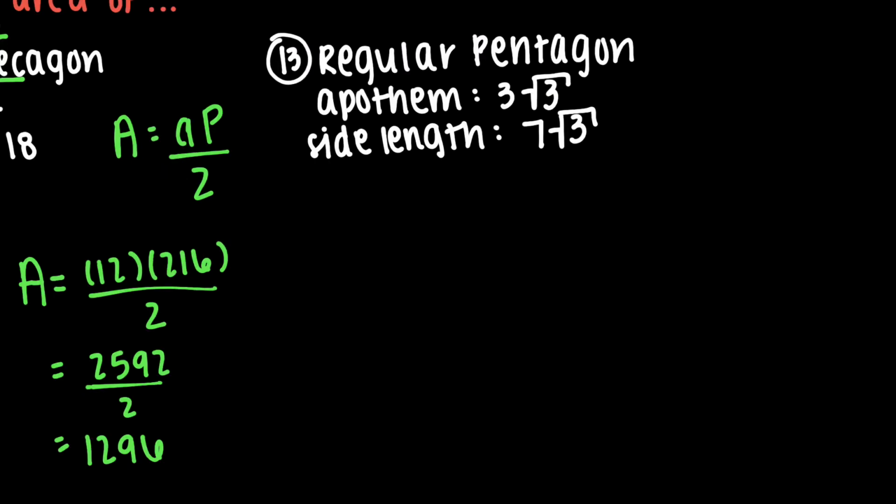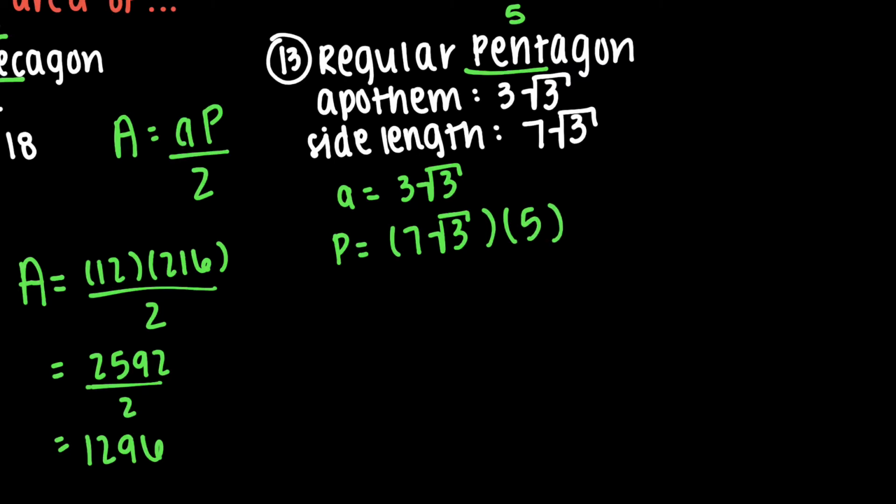Now number 13, I ask you to do a regular pentagon. Remember, pent is 5. I know my apothem is 3 root 3. My side length is 7 root 3. So my perimeter, I take my side length 7 root 3 and I multiply it by the number of sides, which is 5. I can only multiply the 5 and the 7 together. So my perimeter is 35 root 3.